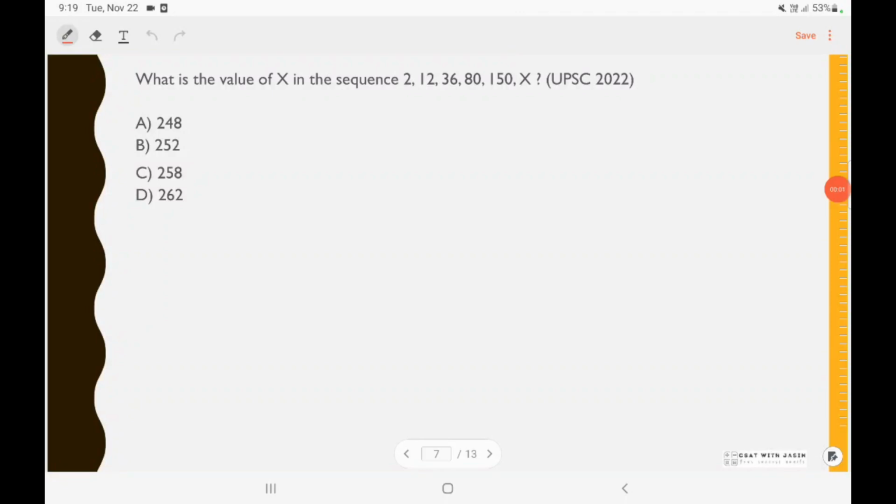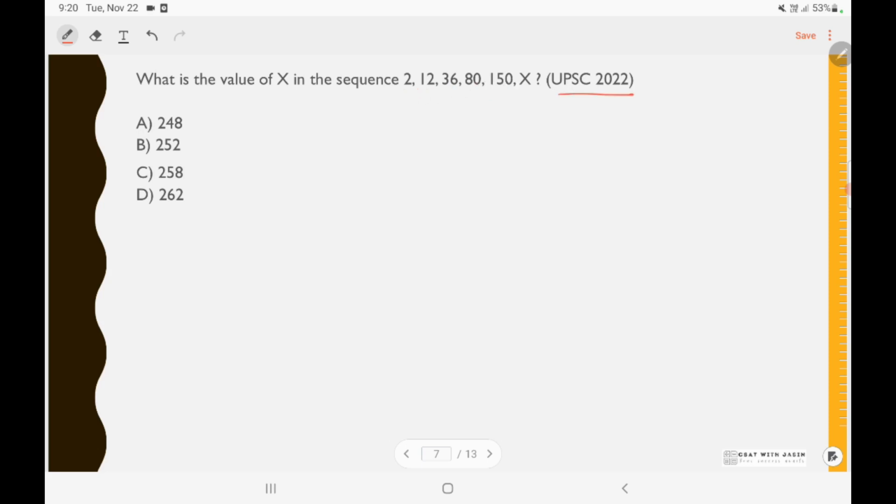So now let us look into a series question. You are given some numbers 2, 12, 36, 80, 150 and x. You need to find what x is. So here you need to find out the relationship between these two numbers, then these two numbers, then these two numbers, then these two numbers, etc. This is a UPSC 2022 question.